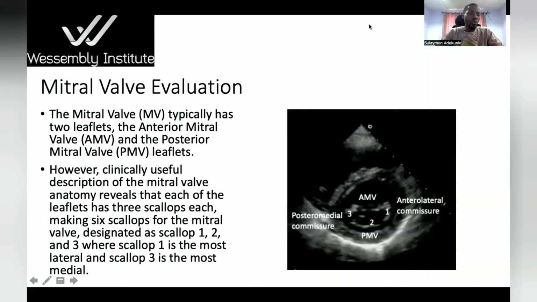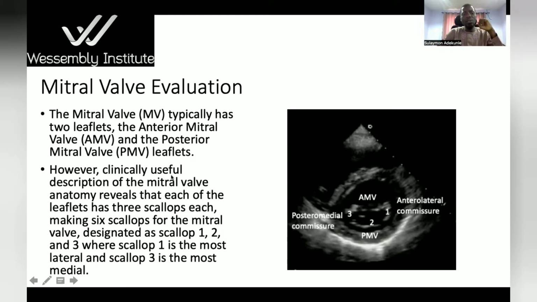Now we move to the almighty mitral valve. How do we evaluate the mitral valve? But first, we need to understand the anatomy. We say the mitral valve typically has two leaflets, the anterior mitral valve leaflet and the posterior mitral valve leaflet. Anterior, posterior.